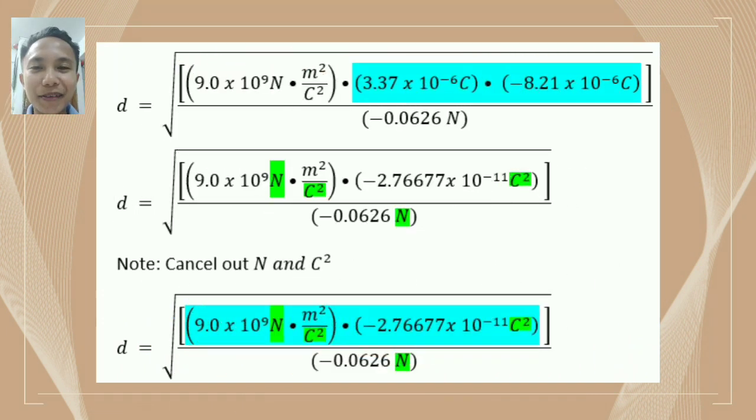Okay. Then multiply the initial and the final quantity of charge. So 3.37 times 10 to the power of negative 6 coulombs times negative 8.21 times 10 to the power of negative 6 coulombs will then be equal to negative 2.76677 times 10 to the power of negative 11 coulombs squared. Okay, it's squared. Okay. Next, cancel out the units.